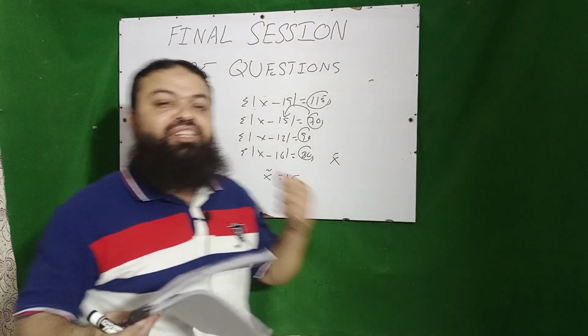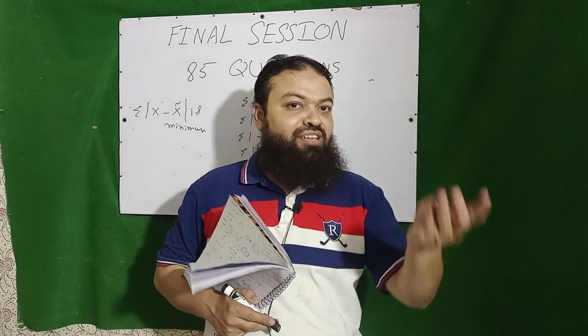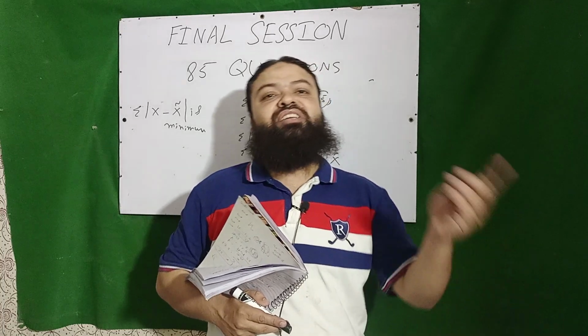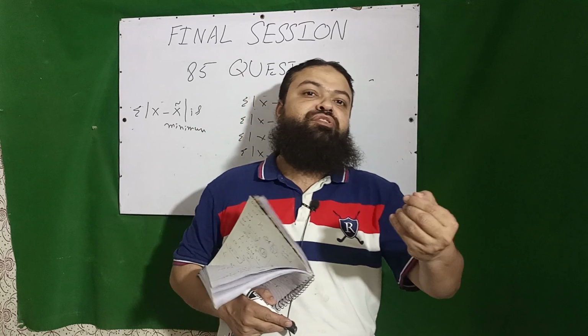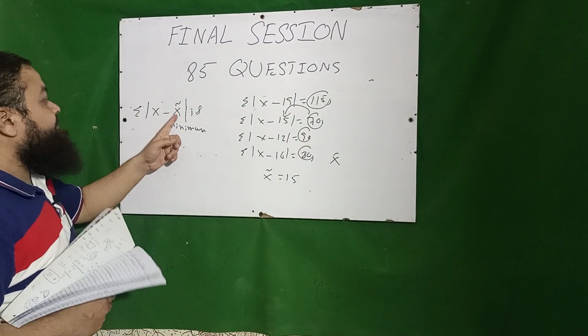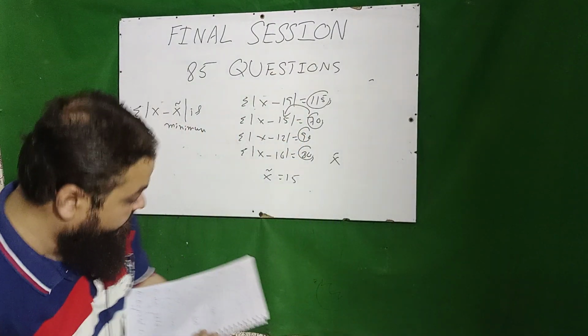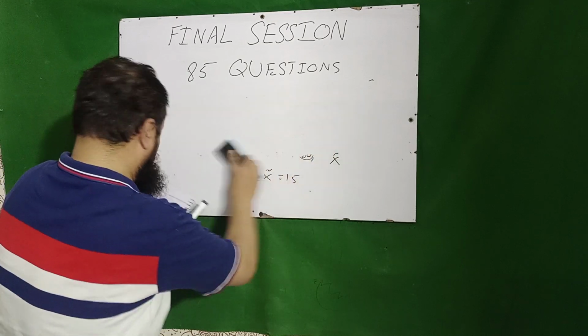Actually, in these 3 questions you have solved 6 questions. What is the property of the mean? The sum of deviations of values from the mean is 0. The sum of squares of deviations from the mean is minimum. The sum of absolute deviations taken from the median is minimum. Question number 4 is also a very important question.